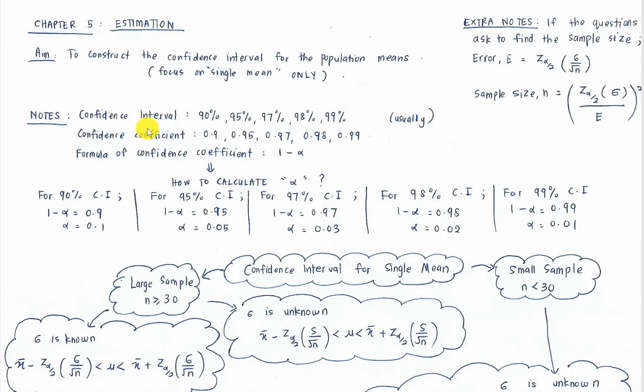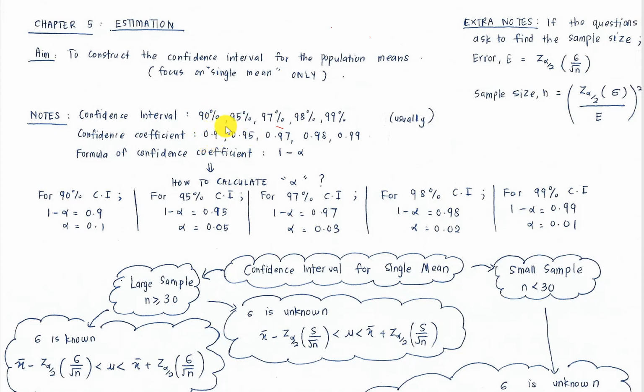So the question will ask you to construct the confidence interval of 90% or 95% or 97%, 98% or 99%. Okay, so we have 90%. When your confidence interval is 90%, that means your confidence coefficient is 0.9. So how to get this 0.9? 90% divided by 100. 90 over 100, then you get 0.9.